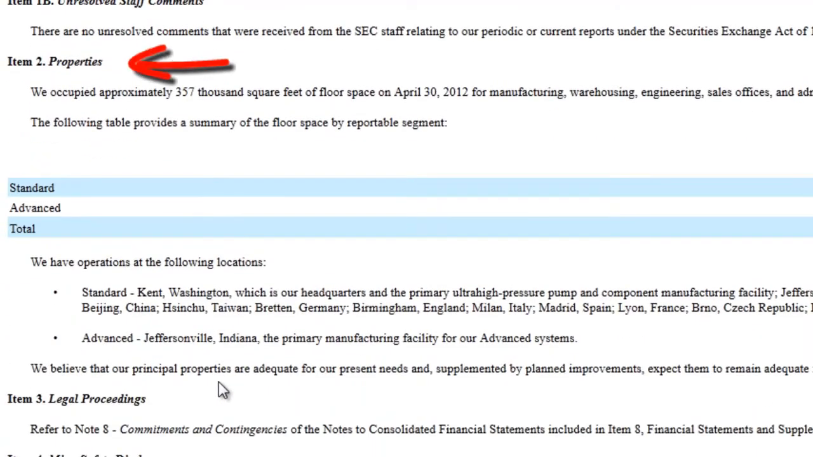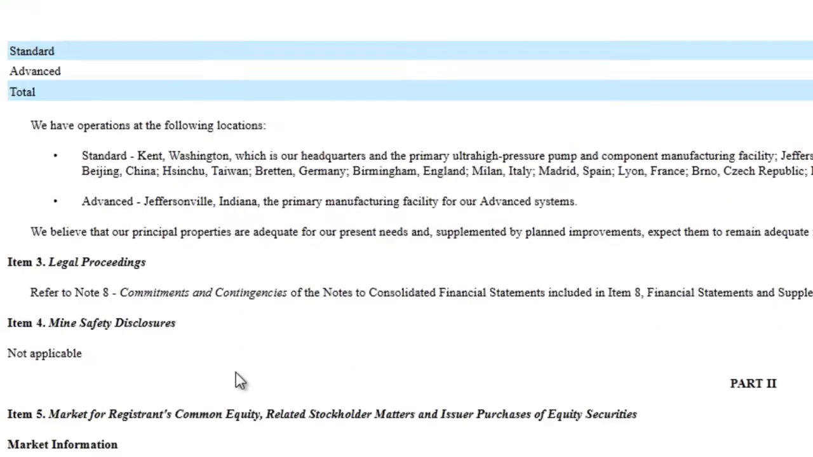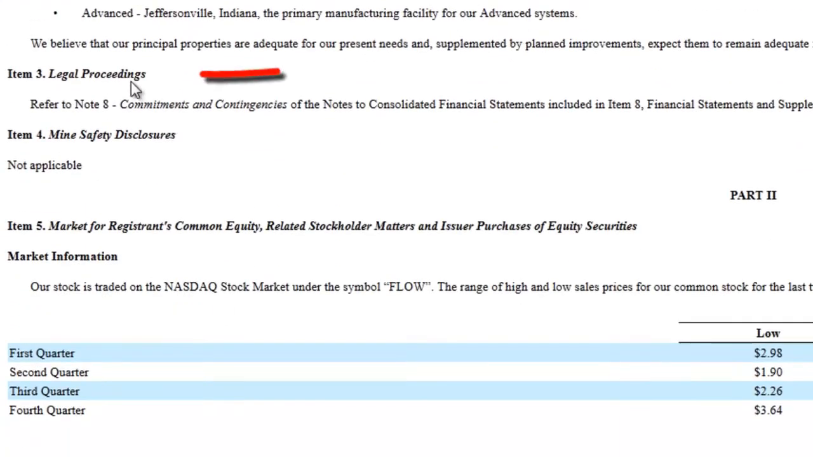Here, properties. You will learn whether the company owns their own properties or whether they lease them. Another important thing for you to read about is legal proceedings. Is the company involved in any lawsuits? And if it is, how much is it going to cost the company? Sometimes this information is unknown. Other times you will find the management estimating what they think it will cost to resolve a particular lawsuit. This is something you want to know about.